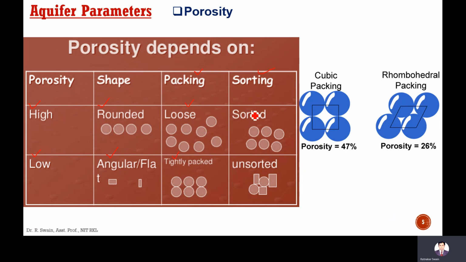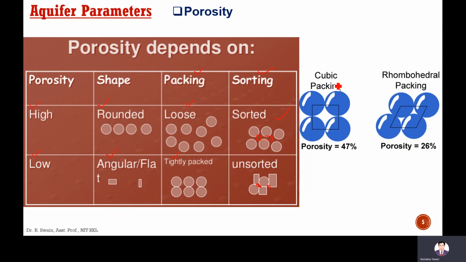And sorting means if it is well sorted, that means if it is uniformly graded soil, like one size of particles is present in the soil, then there will be more gaps. In unsorted soil, it will be a mix of smaller size and larger size particles. That means it will be a well graded soil, you can say. Well graded means it will be a mix of different sizes of particles. So the voids will be filled by the smaller size particles, so the porosity will be less.